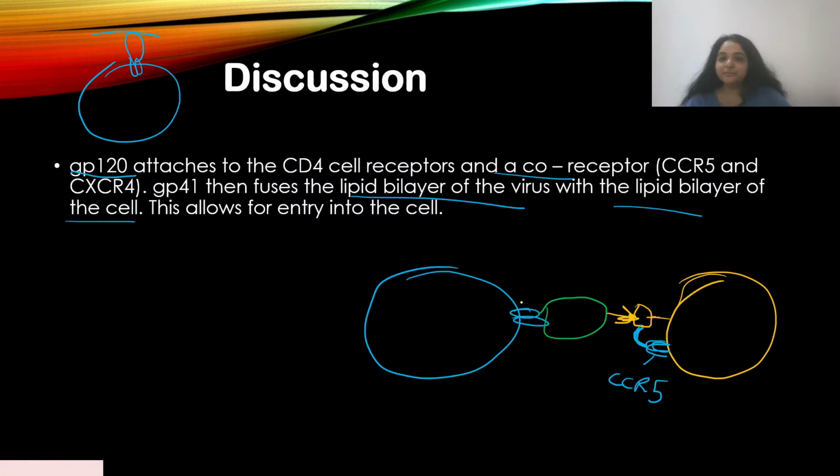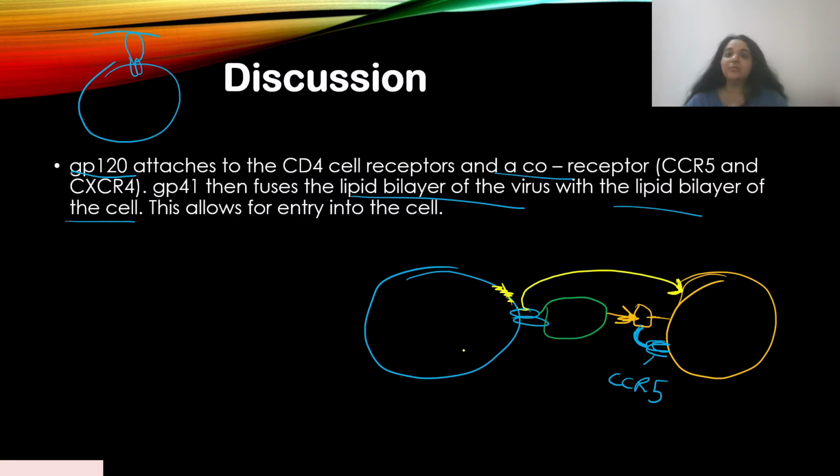I'll take another color. Now GP41 will fuse this lipid bilayer with this lipid bilayer. This lipid bilayer is present here and it will fuse with this lipid bilayer over here. It will pull the HIV towards the lipid bilayer of the cell and it will fuse. And that's how the HIV genome enters into the cell. So this is how it allows for entry into the cell.